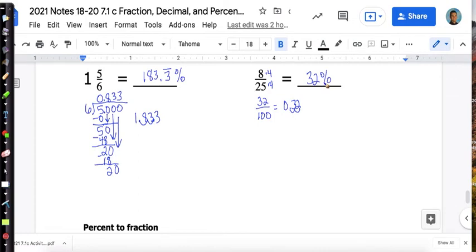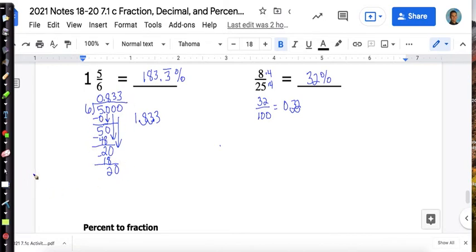Now, I know what some of you are probably thinking. Couldn't I take 32 hundredths, and percents are out of 100, and just write 32? Absolutely. Okay. If you know that 32 hundredths is just 32%, then you could skip this step here. Okay. All right, and let's go. We just went from fraction to percent.